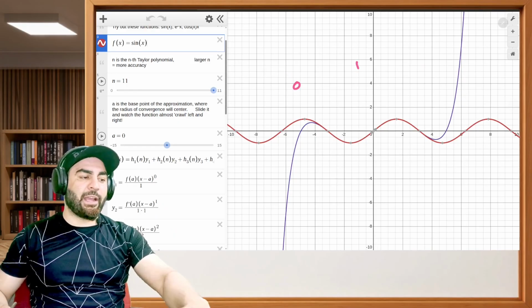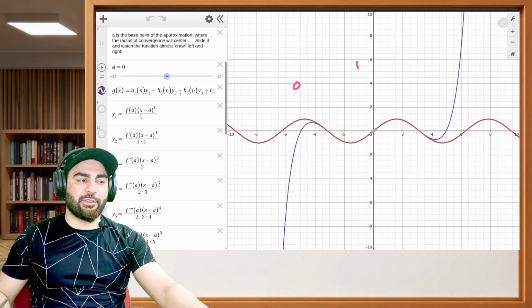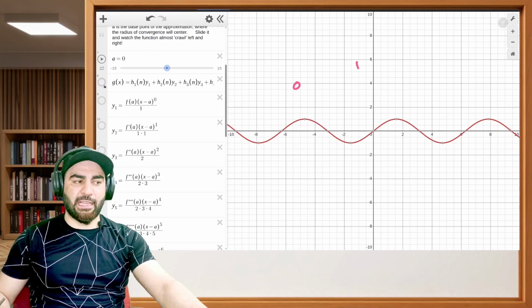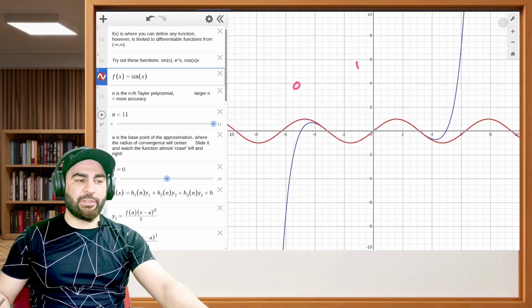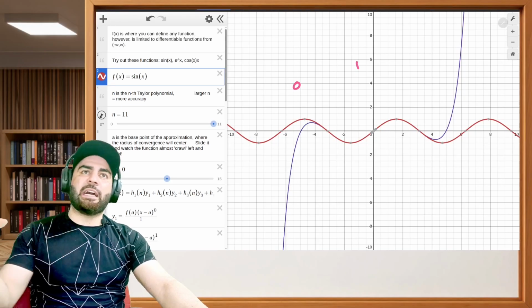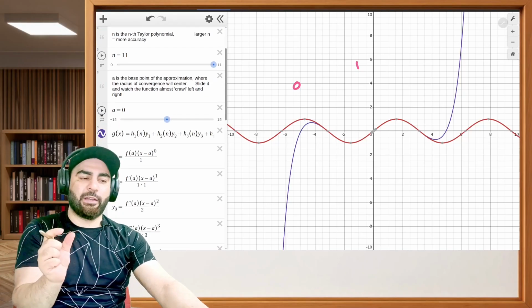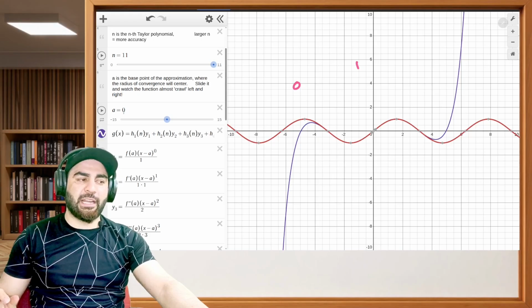And if you again see this, I am saying this g of x. This g of x over here is the approximation. This f of x is the function that I want to approximate. This n is how many terms of the Taylor series I should include, and this a is at what point I should include this. Right now a is equal to 0.